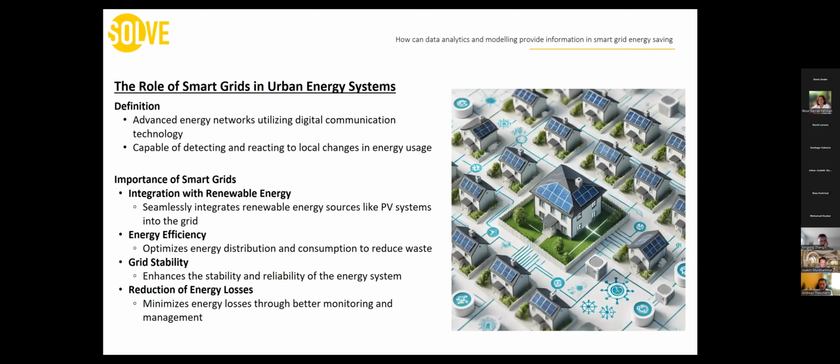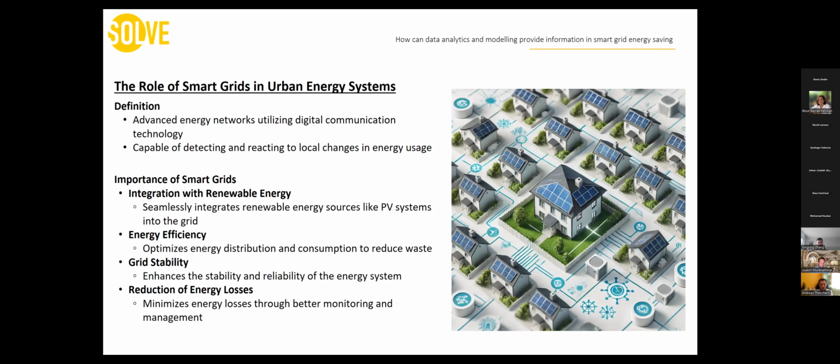About the role of smart grids in urban energy systems, I'm going to start with the definition as given by Phil, that is quite to the point. A smart grid, one can think, is an advanced energy network that utilizes digital communication technologies in order to be capable to detect and react to local changes in energy usage. So that means the importance of smart grids is that one can use this smart concept with advanced digitalization in order to integrate more and more renewable energy. We have already seen 3 presentations quite to the point on how to integrate renewable energy in the presence of other technologies like electric vehicles, batteries.